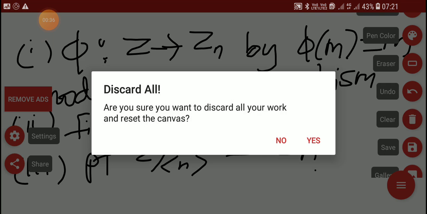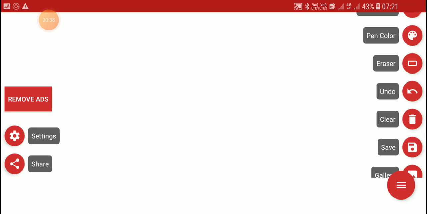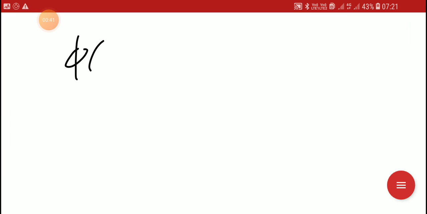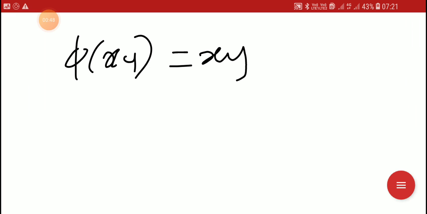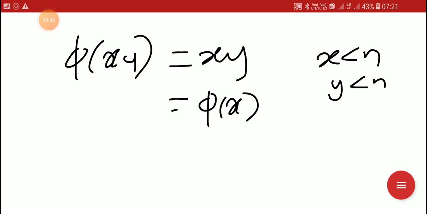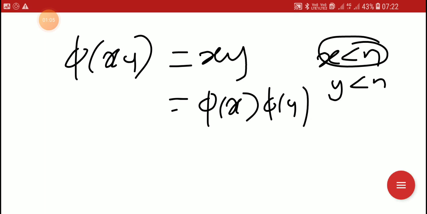We select two elements x, y in Z, then find phi of xy. Phi of xy equals xy when x is less than n and y is less than n. In this case, x means phi of x and y means phi of y. If x and y are both less than n, then phi is a homomorphism.